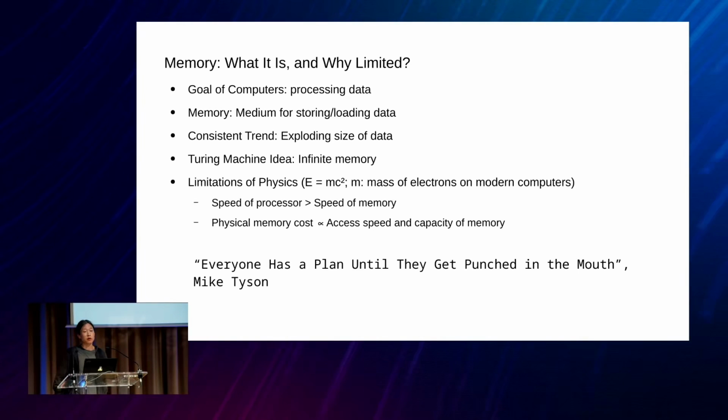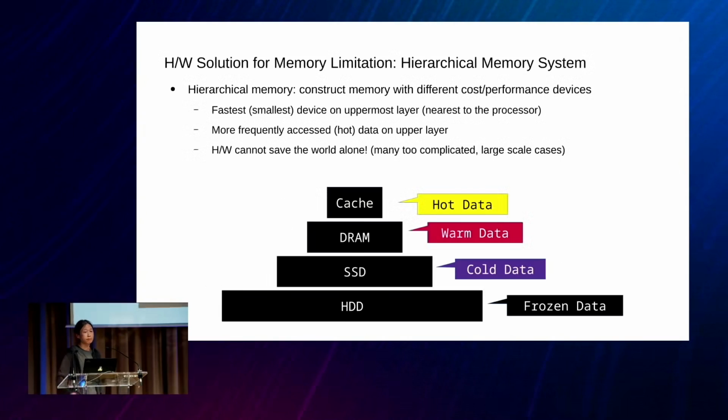and there. The speed of the processor is almost always faster than the speed of memory access, and the cost of the physical memory is usually proportional to the access speed and the capacity of the memory. And we have a solution for this in terms of the hardware. We are now constructing the memory system of modern computers in a hierarchical way. That is, we have multiple memory devices of different types and different characteristics.